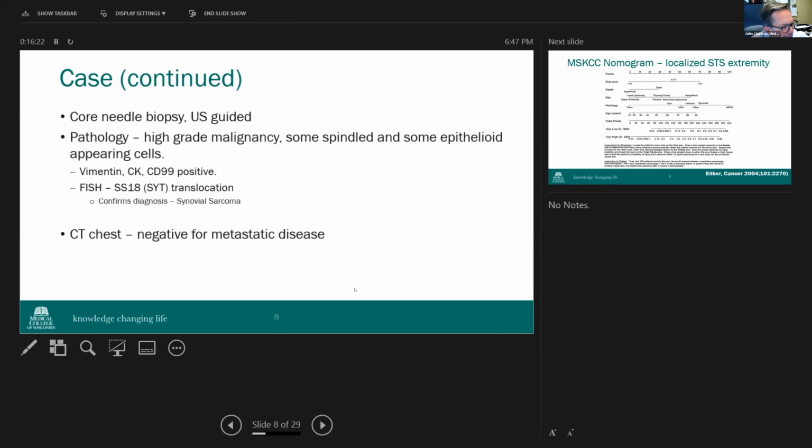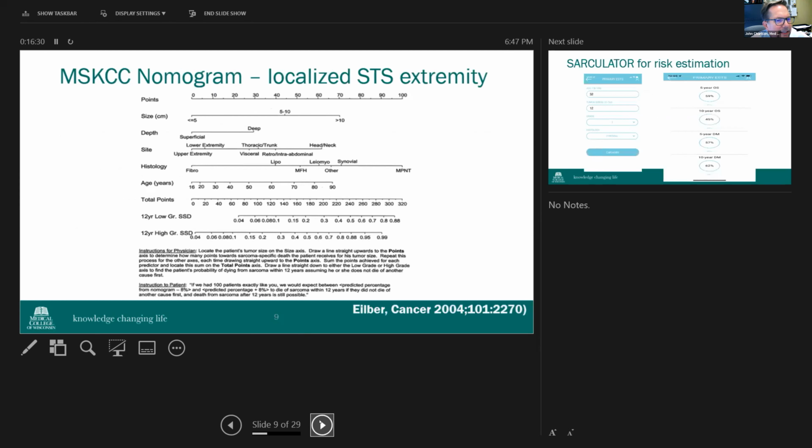After the diagnosis was made, he went ahead and got a chest CT for staging, which did not identify any metastatic disease in the lungs, the most common site for metastases. So then we're thinking, okay, we have this apparently localized sarcoma in a young guy, and we could treat this with curative intent. Another thing we do early on is wrap our minds around this patient's risk for a poor outcome, for recurrence, or for death from his sarcoma.